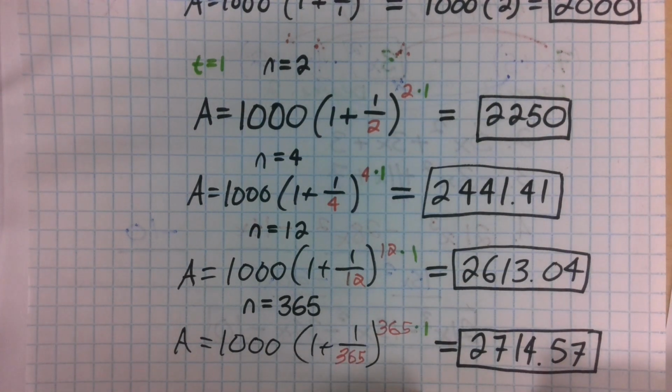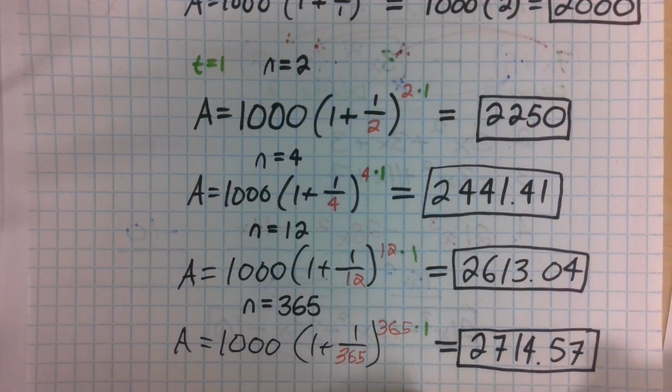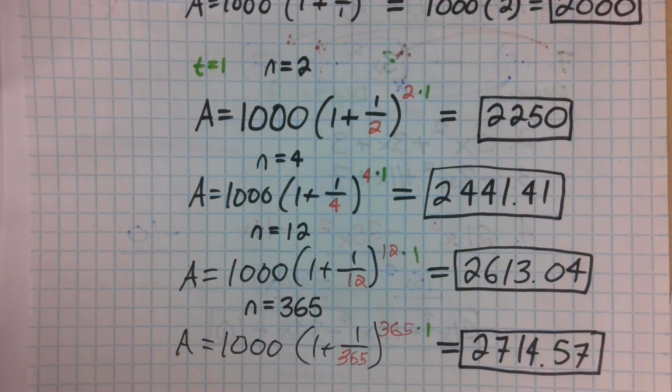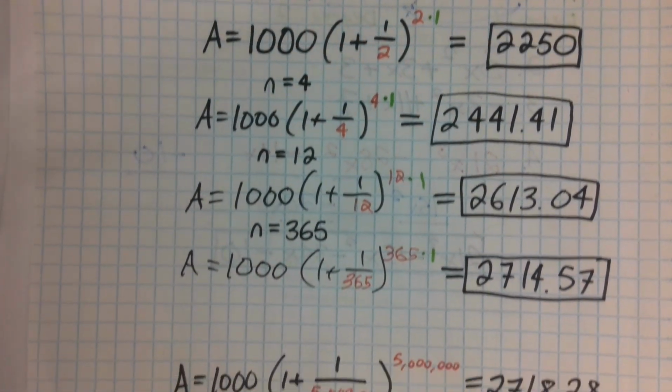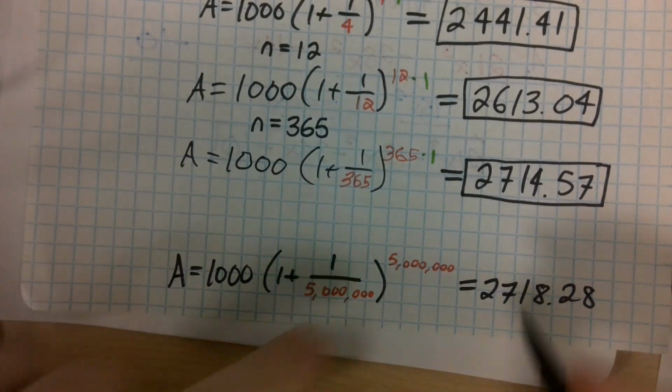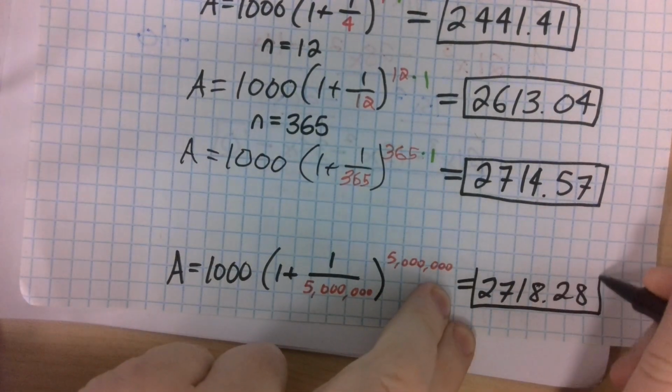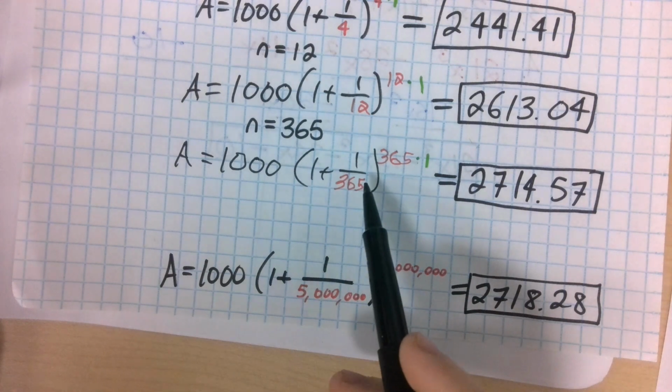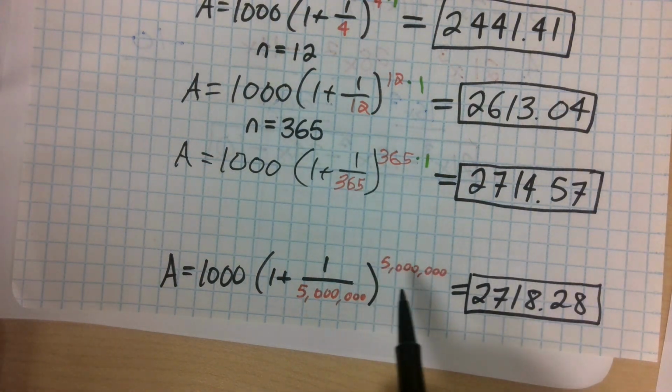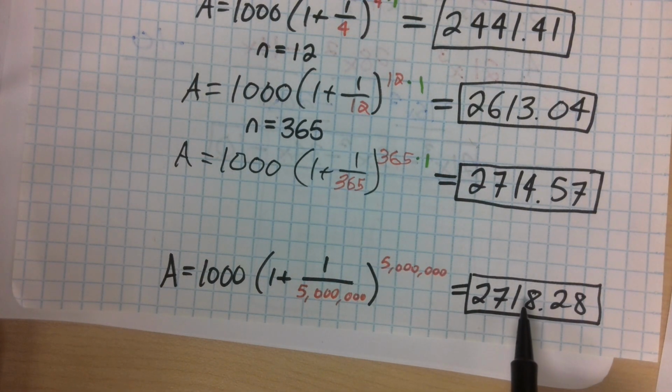It actually gets even worse. Just for demonstration purposes, I actually calculated out what would happen if our interest was compounded 5 million times a year. And take a look at the difference between it being compounded every single day and compounded 5 million times a year. You're making $4 more.